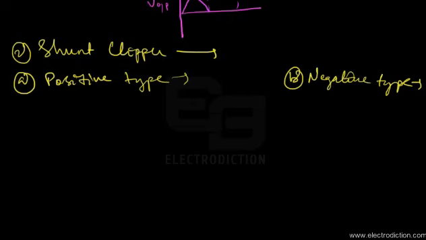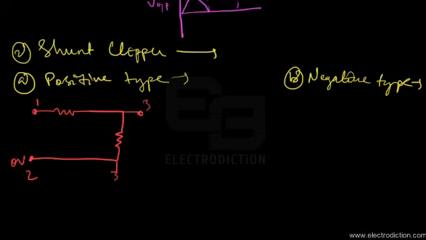In case of the positive shunt clipper, there's a series resistance and the load resistance. This is ground. Terminal 1, 2 at 0 volt. This is 3, that's 4. Here we have our output voltage. We have our load resistance, our series resistance, and here across RL we have a diode connected, which is oriented somewhat in this type of direction.